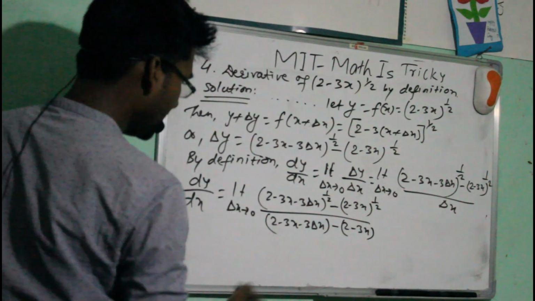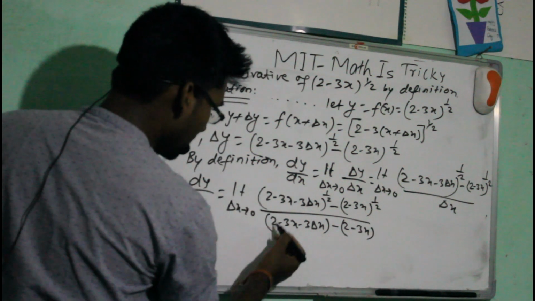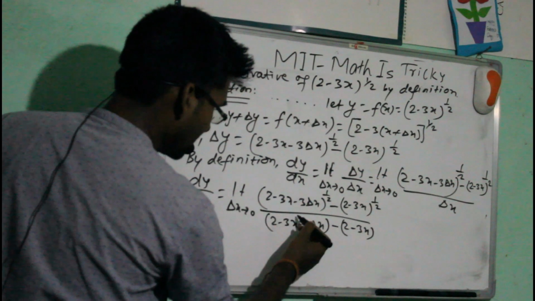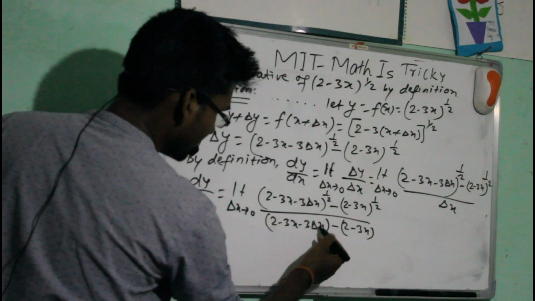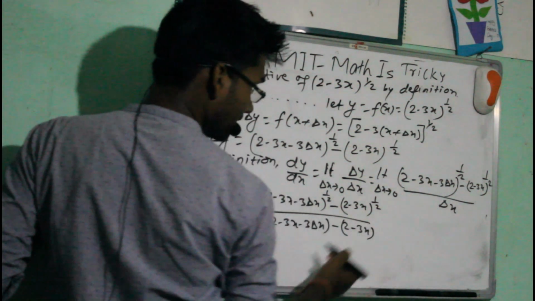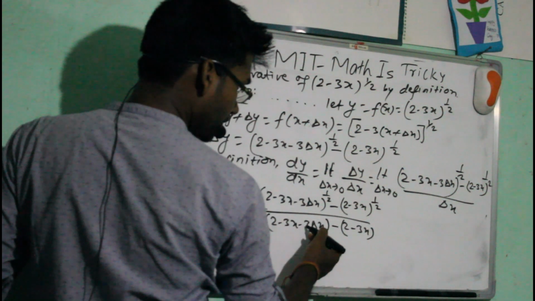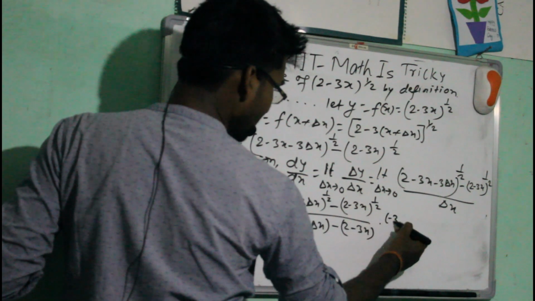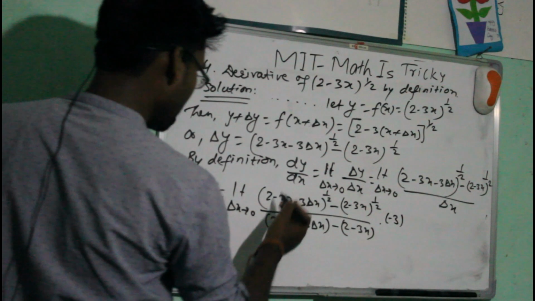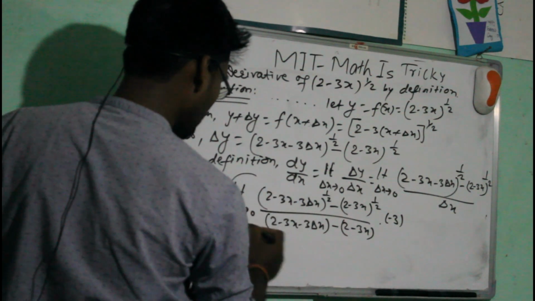Now let's see what we actually get if you simplify this. The 2 and 2 will be cancelled, 3x and 3x will be cancelled, and we only get minus 3 delta x, but we already have delta x. So to balance minus 3 delta x, we'll simply write minus 3 here, so that we can use the formula for this.